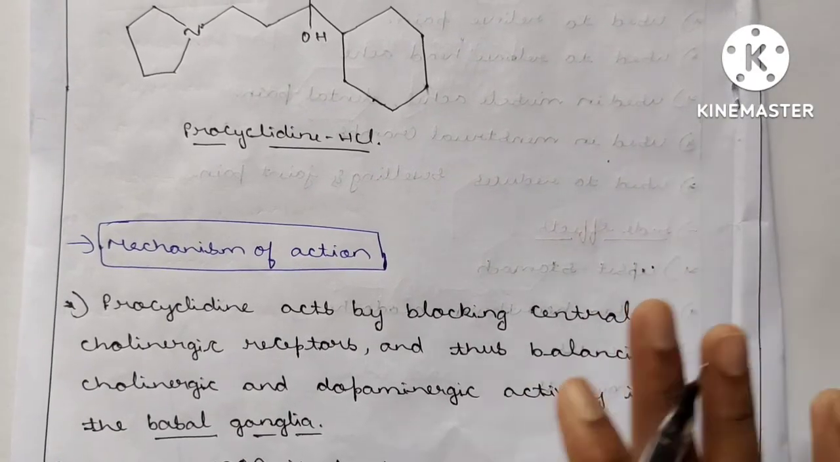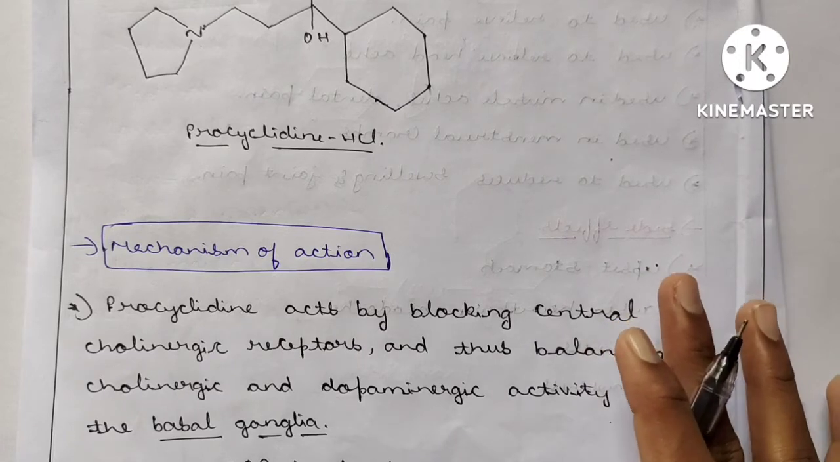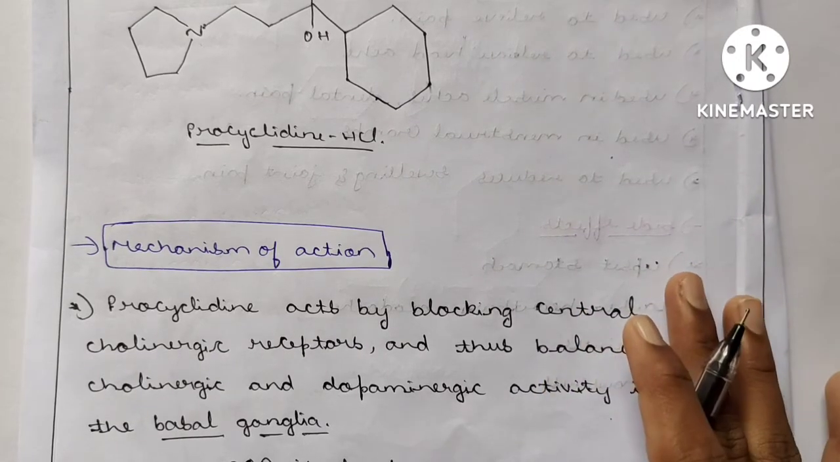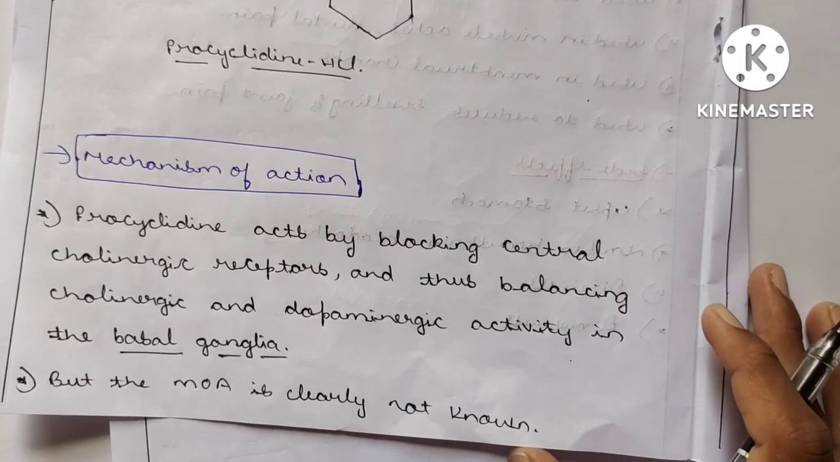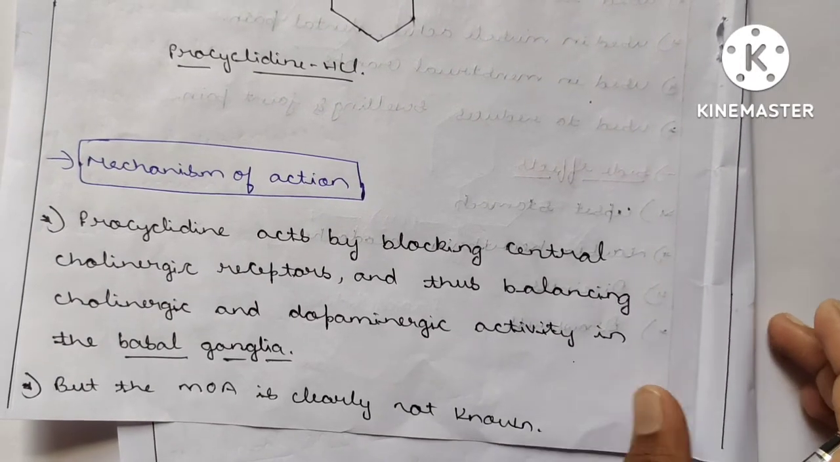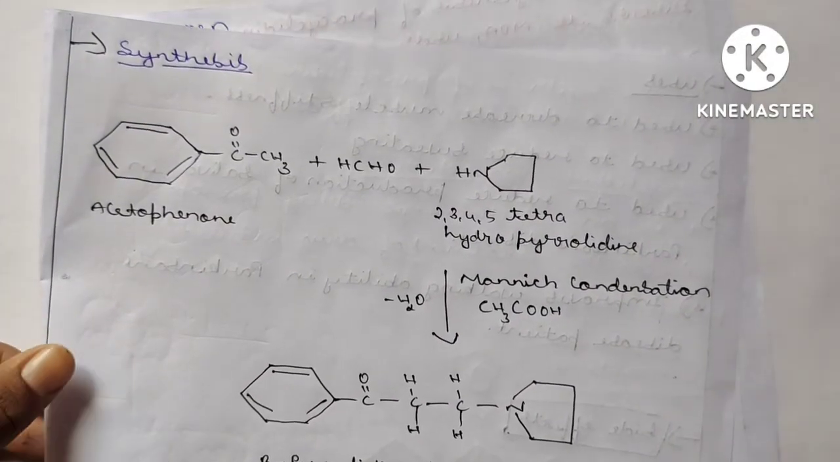Very simple. What will it do? It will block the cholinergic receptors, and it will balance the dopamine and cholinergic activity that takes place in the basal ganglia. But the mechanism of action is clearly unknown here. Partially we know, but clearly it is unknown.